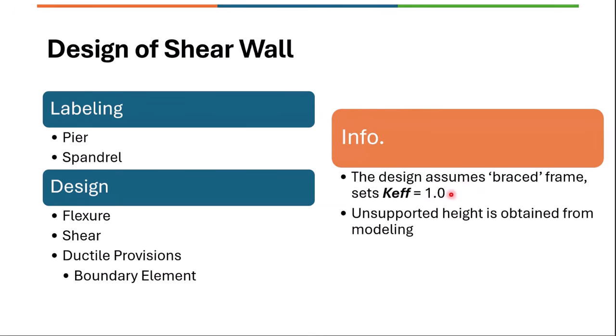As I mentioned in the beginning, we expect the P delta analysis done. That way the second order moments are captured within the analysis. Any additional moment that arises from the slenderness of the section or the member will be captured through the unsupported height in the design. So these are the two important pieces of information regarding the shear wall.